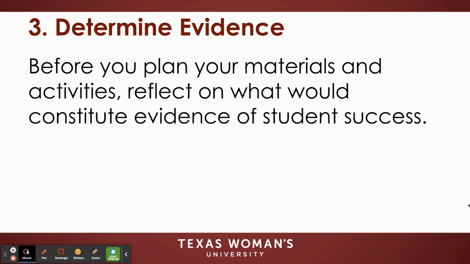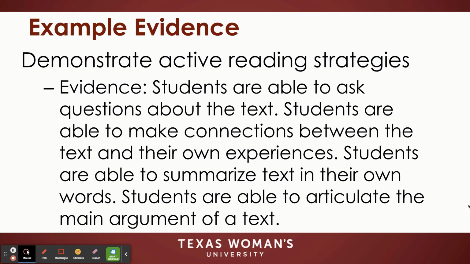Step 3, determine acceptable evidence. With your objectives in mind, consider what constitutes student success. In other words, ask yourself how you will know that your students have met your objectives. After you've written your objectives, it's time to begin considering what constitutes evidence that your objectives have been met. In other words, what does course mastery look like? As an example, I've broken down what I would consider effective evidence for each course objective.